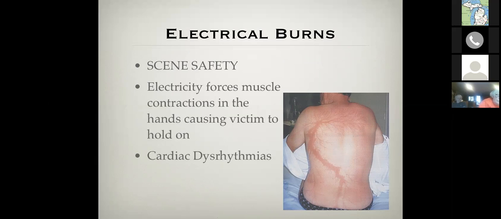And finally, cardiac dysrhythmias, obviously with the big ones being ventricular tachycardia and ventricular fibrillation. Those are the two big ones that we see that have been caused by electrical burns in the patients.